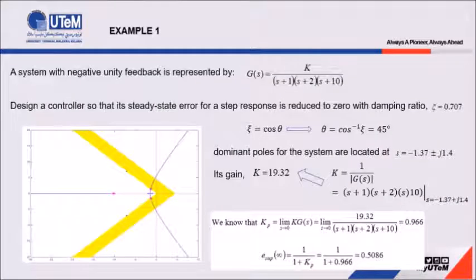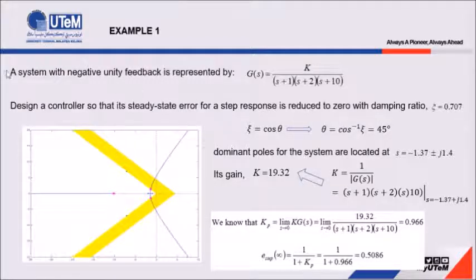Okay, now let us look at this example. For example, we have a system with negative unity feedback with G(s) equal to K divided by (s plus 1) times (s plus 2) times (s plus 10). Design the controller so that its steady state error for a step response is reduced to 0. That means we have to design a PI controller because we want to eliminate the error, with damping ratio zeta equal to 0.70.